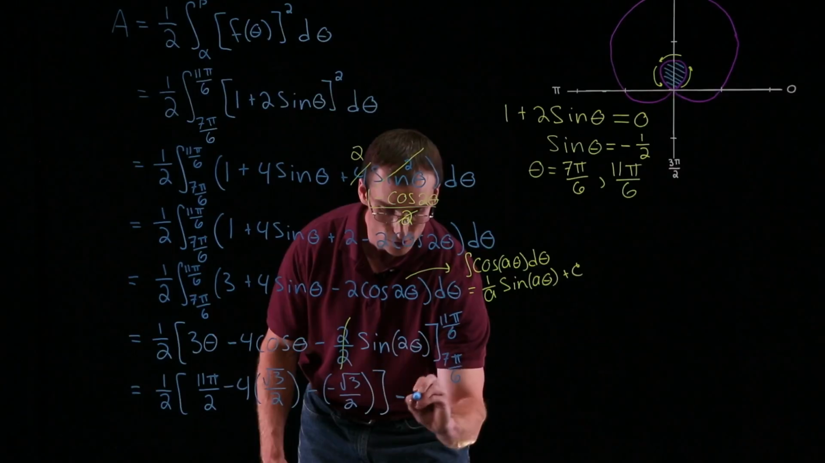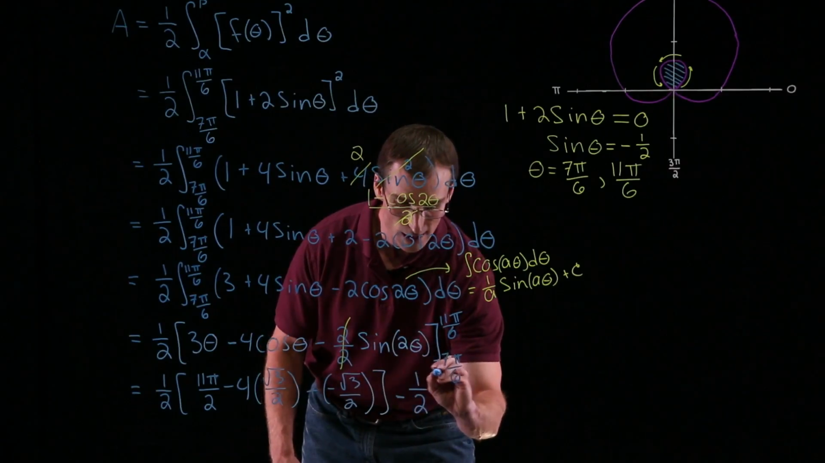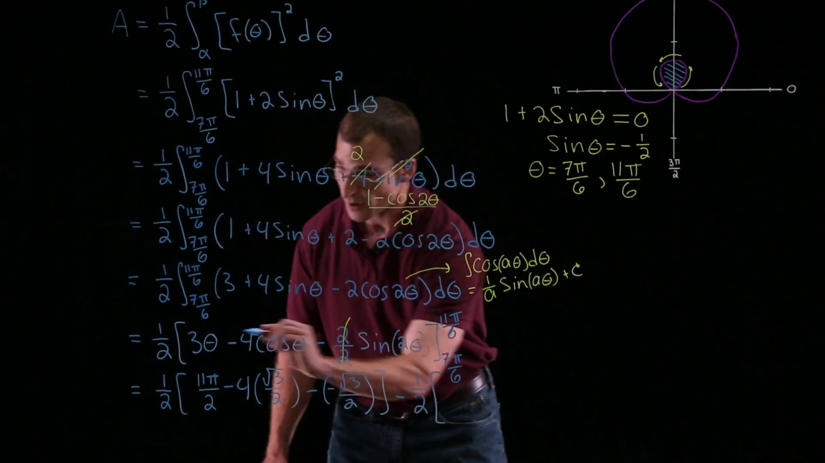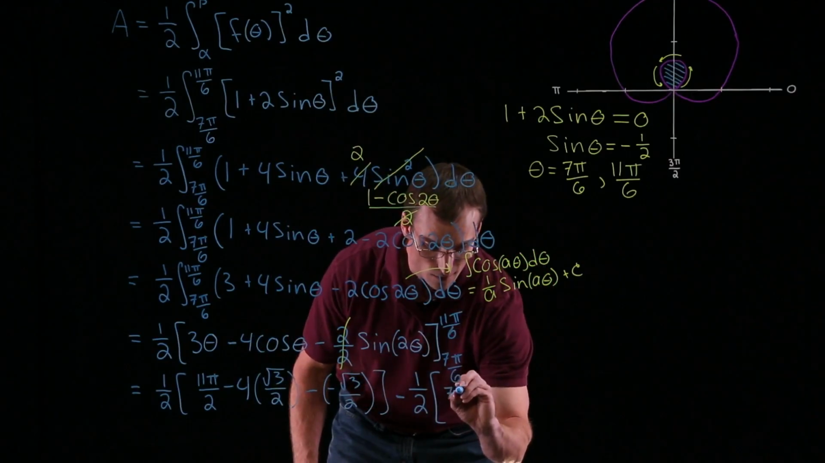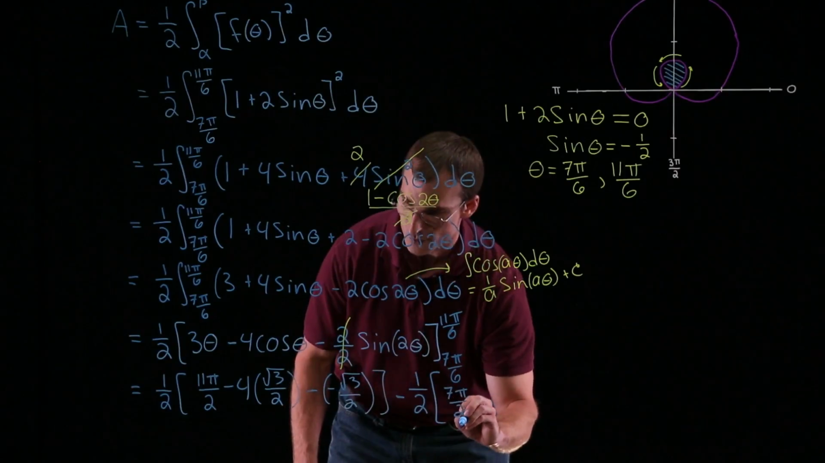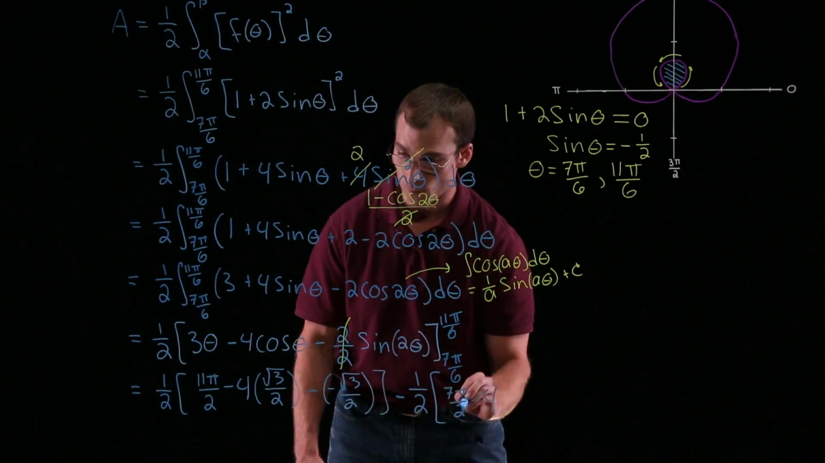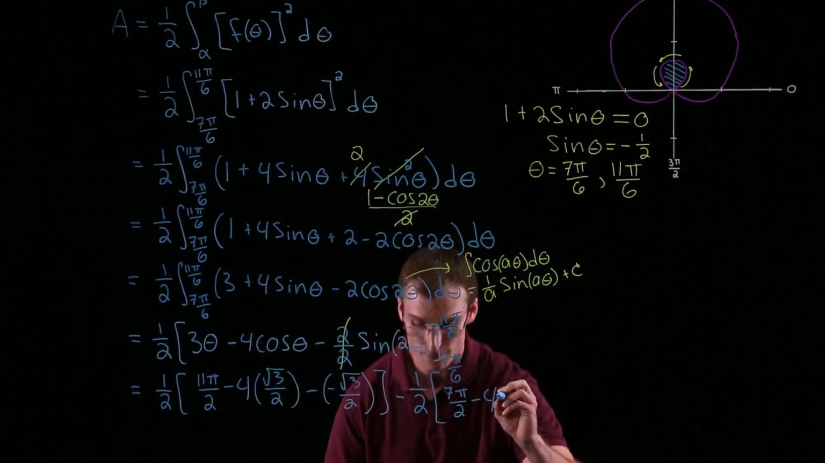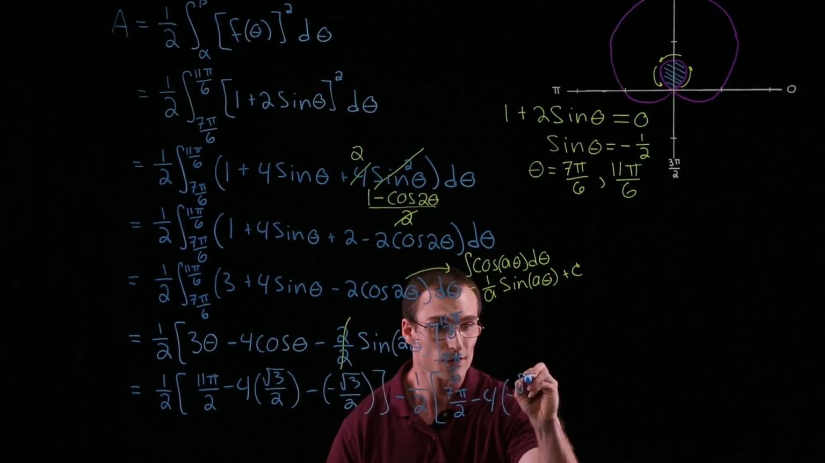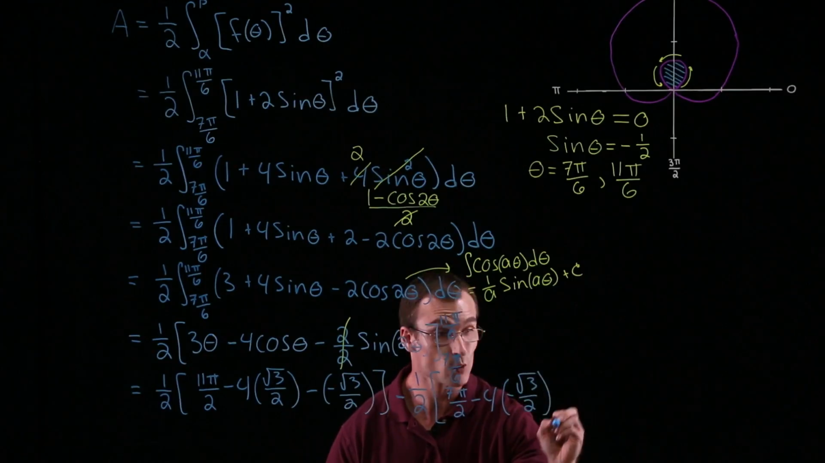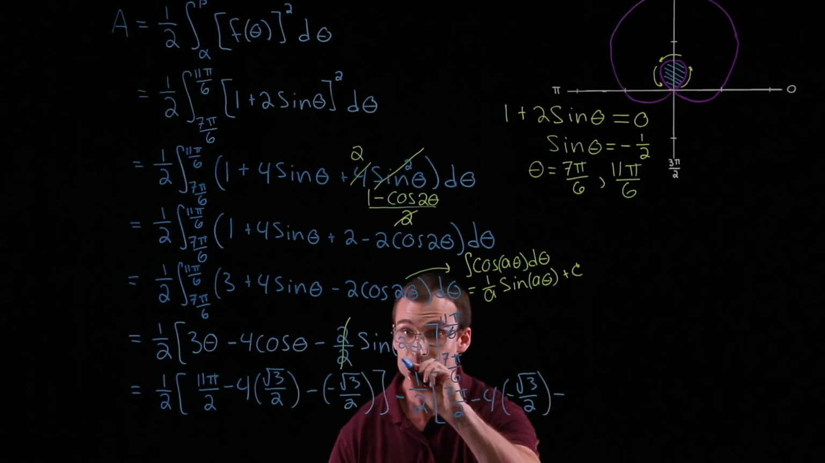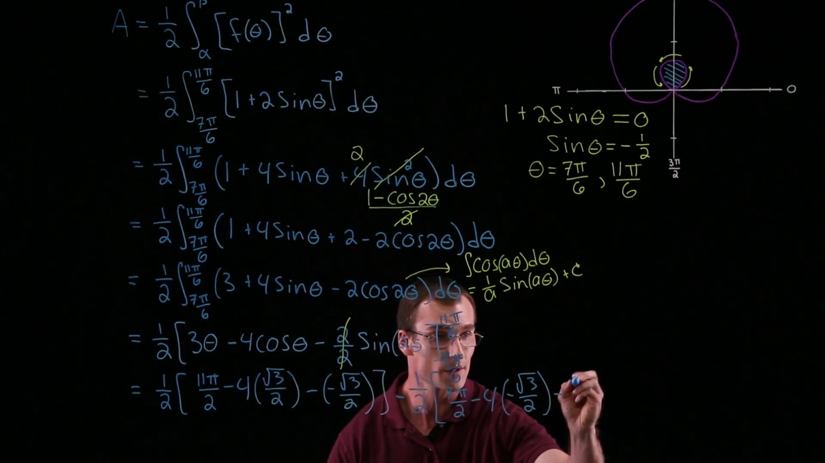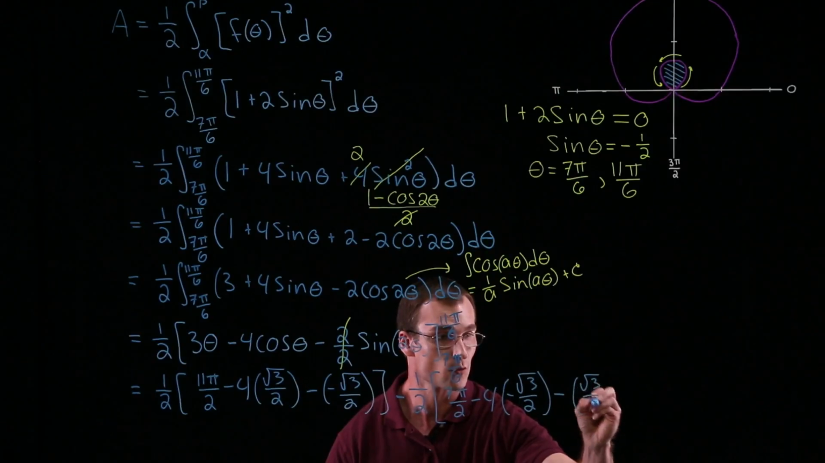And then we're subtracting this value, 1/2 times the entire expression with 7 pi over 6 plugged in. So 7 pi over 6, so 3 times that would be 7 pi over 2. Then minus 4 times cosine at 7 pi over 6 would give us negative root 3 over 2. And then minus sine of 2 times 7 pi over 6, or 7 pi over 3, would be minus positive root 3 over 2.